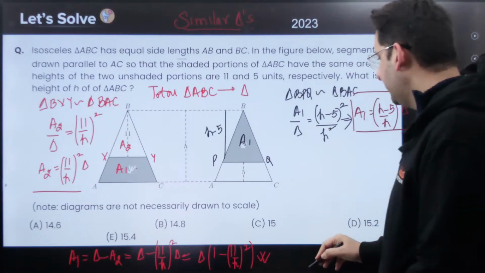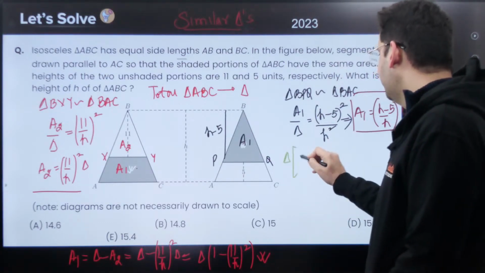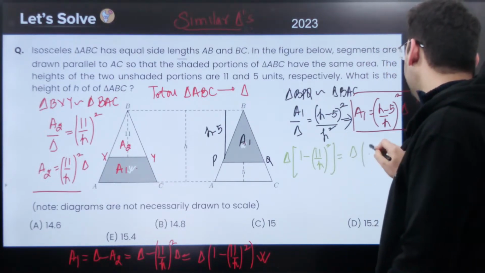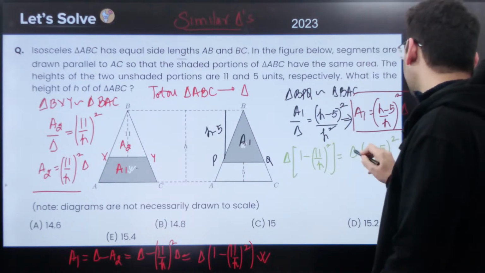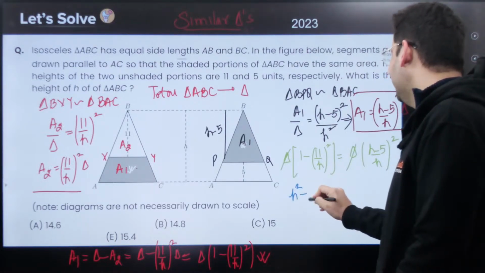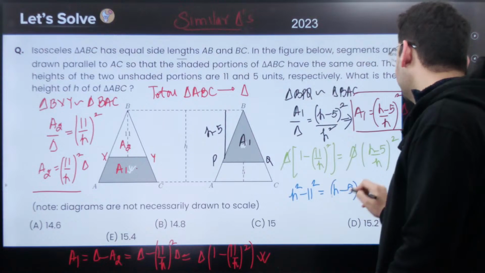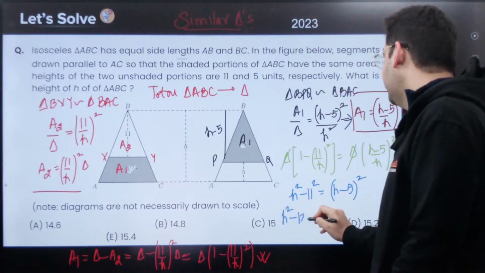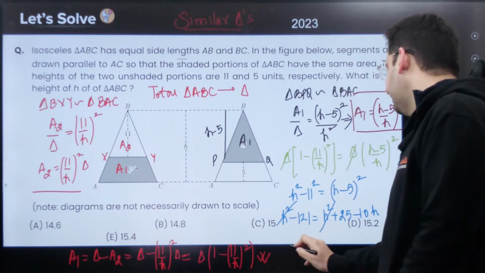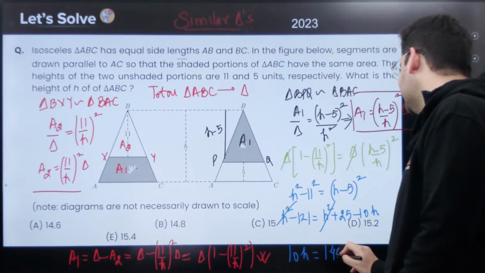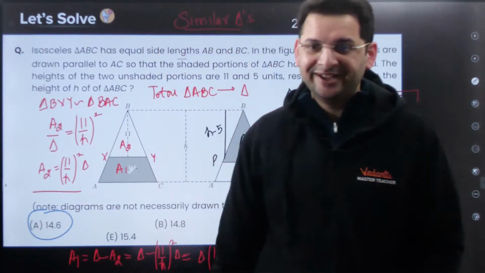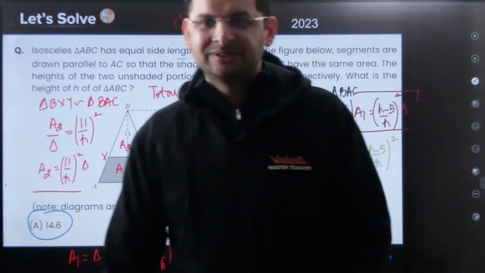As we equate, we get delta into 1 minus 11 by H whole square is delta into H minus 5 by H whole square. Delta gets cancelled. So H square minus 11 square is H minus 5 whole square. H square minus 121 is H square plus 25 minus 10H. So we get 10H is equal to 146. H becomes 14.6, which is option A.